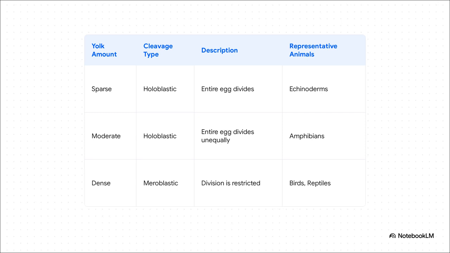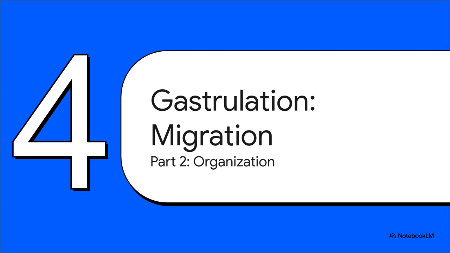The yolk is literally forcing the embryo to use a completely different strategy. It's amazing. Okay, so cleavage has given us all the raw materials. We have our bricks, so to speak. But, you know, a giant pile of bricks doesn't make a house. You've got to arrange them.